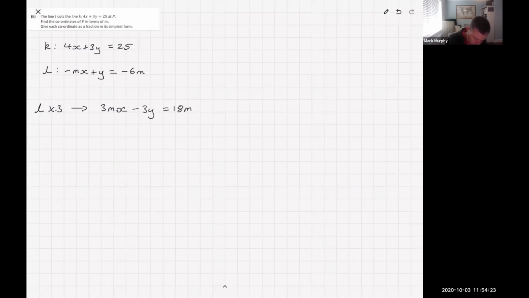And if I take the line K then, I'll just rewrite it again. You know why I multiply by minus 3? Because I want to get rid of the y values. So that becomes 4x plus 3y equals 25. And then we get that 3m plus 4 x equals, do you cancel? 25 plus 18m.